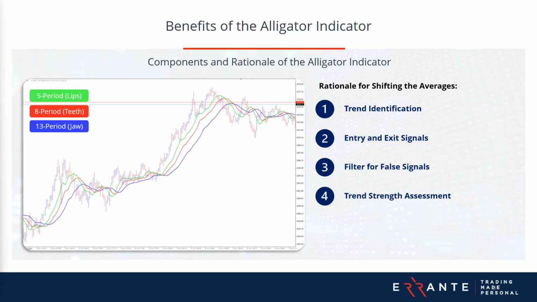We also use Alligator to measure the strength of the trend. That is, trend strength assessment is another primary benefit of using Alligator. The separation and angle of the jaw, teeth, and lips can indicate the strength of a trend. Wide separation suggests a strong trend, while convergence suggests a weakening trend. This allows us to gauge the momentum behind price movements and adjust our strategies accordingly.